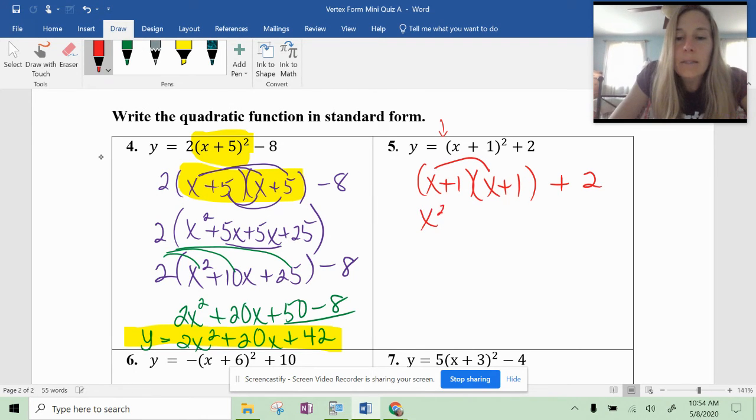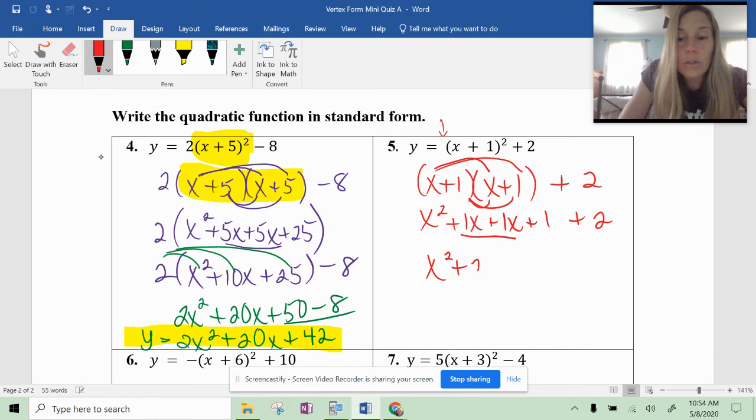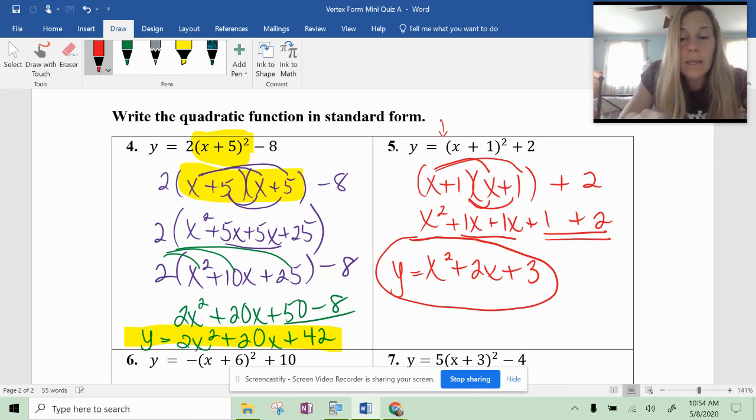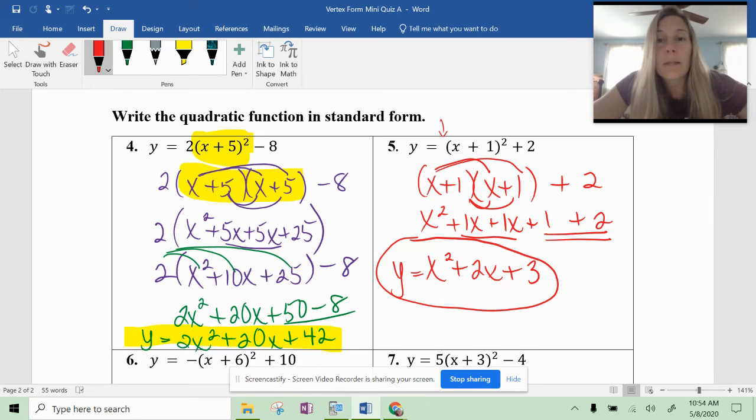So x times x is x squared, plus 1x, plus 1x, plus 1, and then we have that plus 2 at the end. Now, since I don't have to distribute any number from the front, I can just combine those like terms there, giving me a 2x, and I can combine the 1 and the 2 here, giving me the 3. So my standard form of that equation would be y equals x squared plus 2x plus 3.